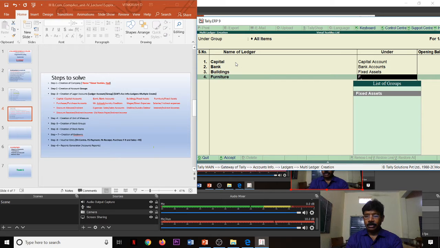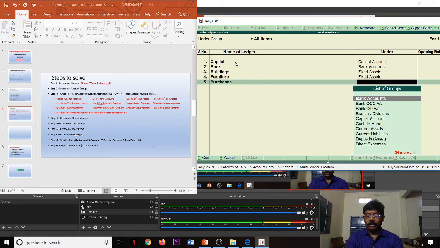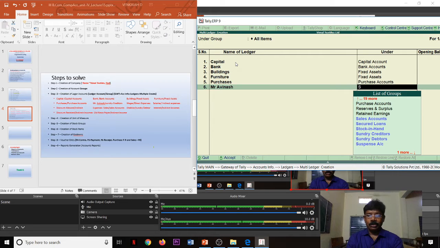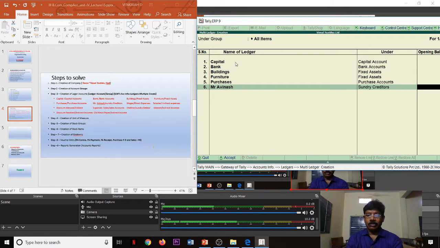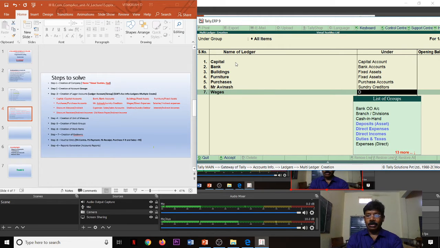Next one is purchases, under purchases accounts. Next one is Mr. Avinash, under sundry creditors. Next one is wages, under direct expenses.